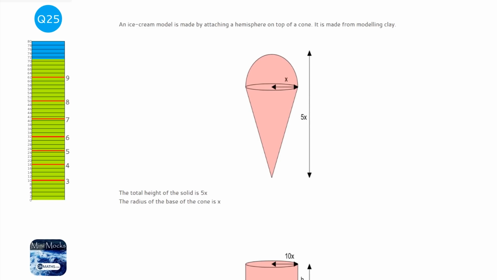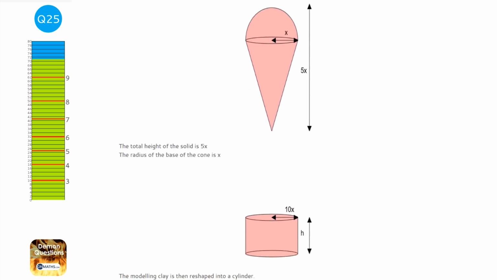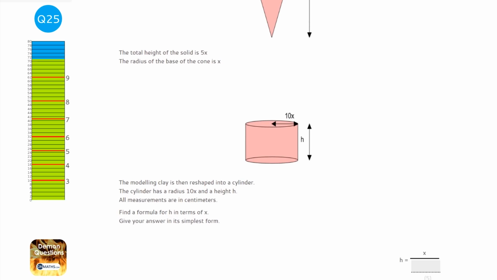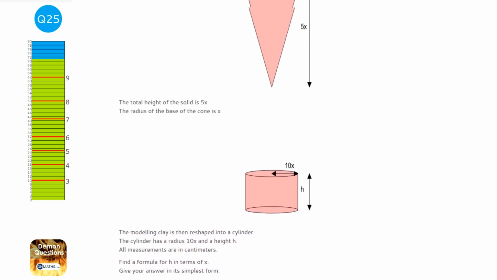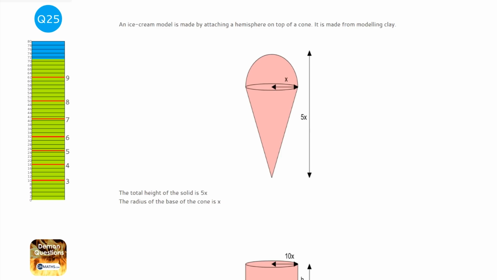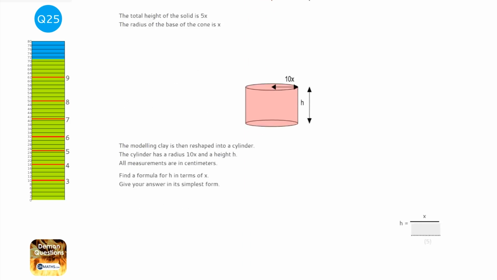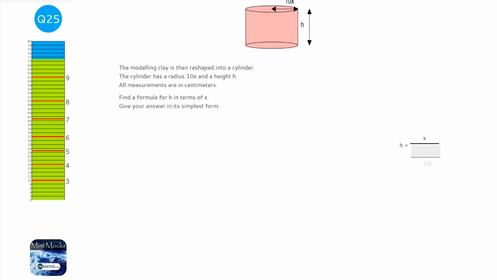Okay, so this doesn't seem like the easiest question because there's 3 shapes going on. There's no numbers in it at all, and we're asked to find a formula. So the first place I'd start is working out, well, first of all, what are the formulas we'll need? Well, let's have a look. So we've got a hemisphere, and some of these formulas you will be given.